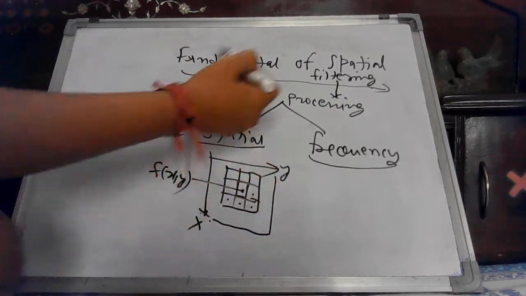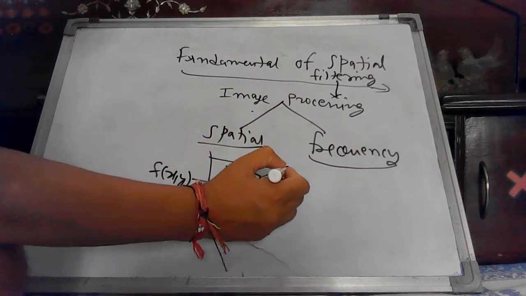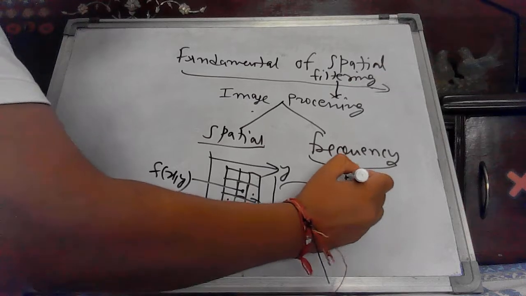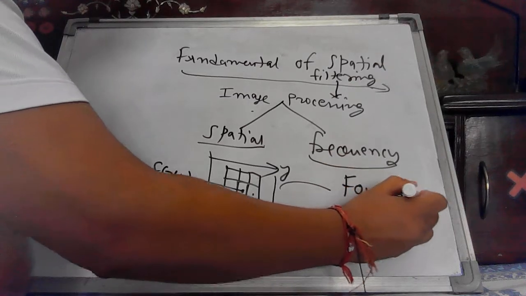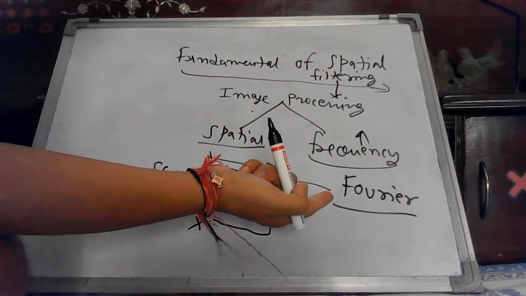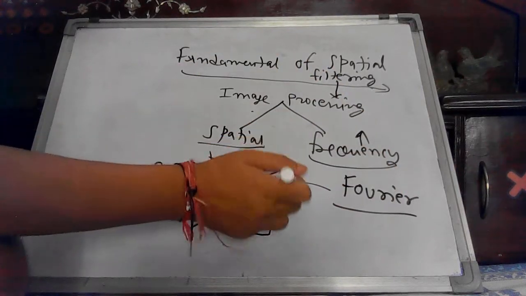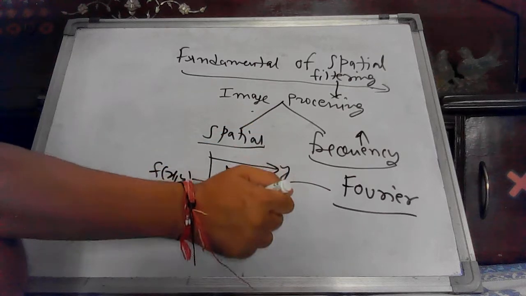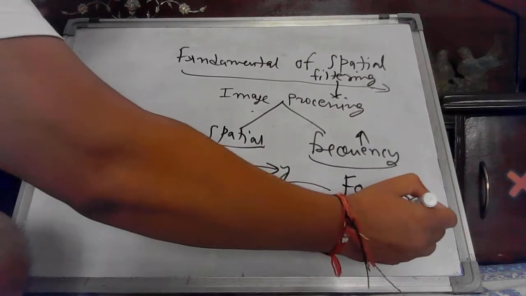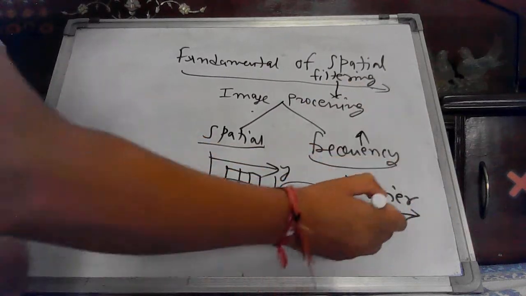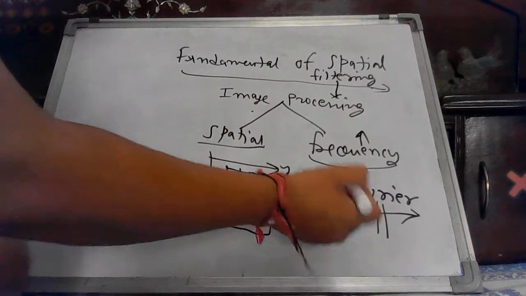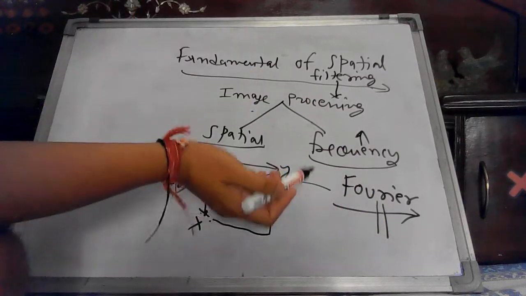If you are working in the frequency domain, what does it mean? First of all, you are converting your image into its Fourier transform. You are not directly processing your image on the image plane. First you convert your image into the Fourier transform representation of that image, and then you process that. And again you do the inverse Fourier transform to return back our image.